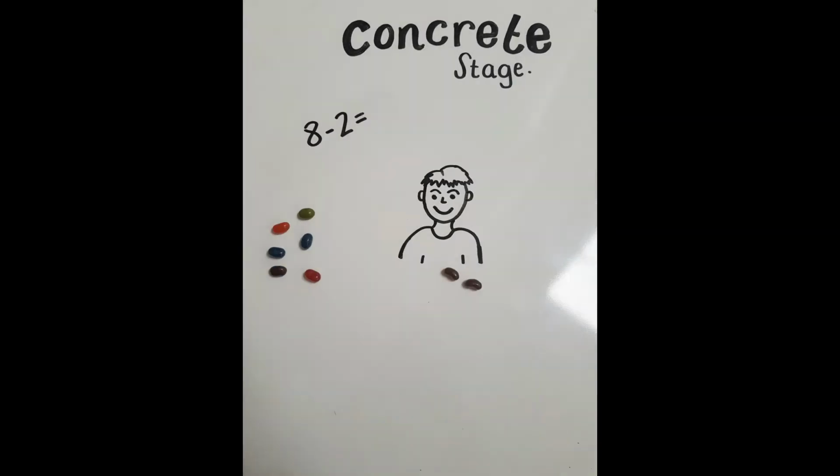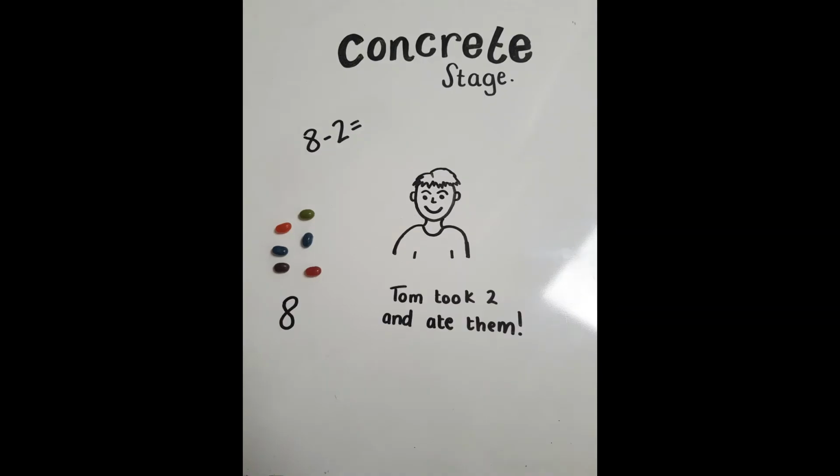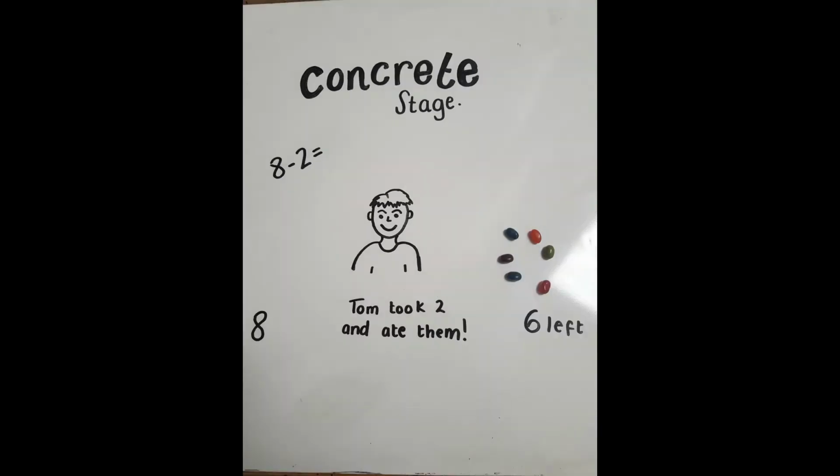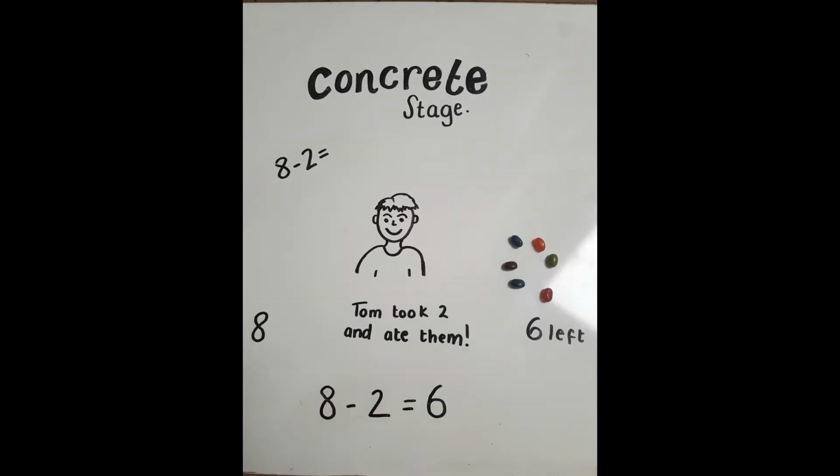Tom came along and he ate 2 of my jelly beans. I've moved my jelly beans and I can clearly see how many I am left with. I'm left with 6. So I started with 8. Tom came along, he ate 2 of my jelly beans, and now I'm left with 6. That's how we would work out 8 take away 2 using the concrete method. And we know that the answer is 6.